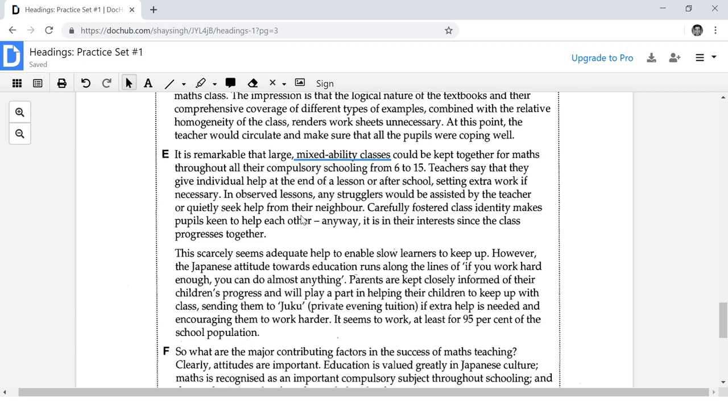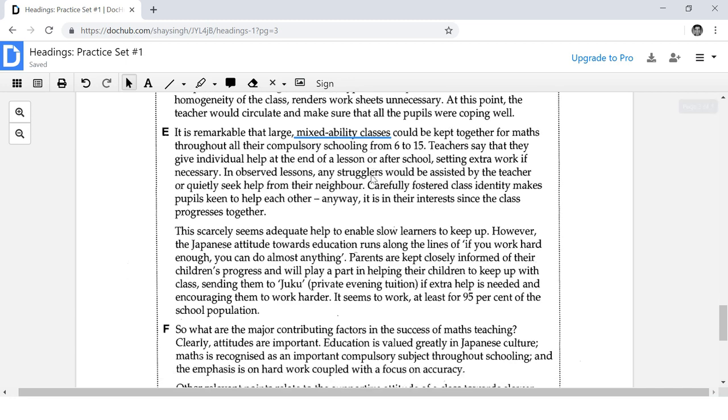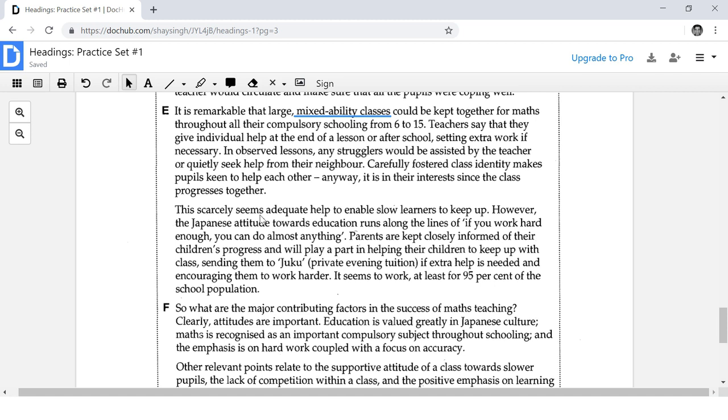And here, this paragraph is talking about the mixed ability classes and how to keep them together for this math schooling. Let's look at our second paragraph. This scarcely seems adequate help to enable slow learners to keep up. Okay, now it seems that the second paragraph is in a little bit of disagreement maybe with this first paragraph. So the first paragraph is talking about how large mixed ability classes can be kept together, but the second paragraph is saying that this scarcely seems adequate to help enable slow learners to keep up. That's what this whole paragraph is talking about.